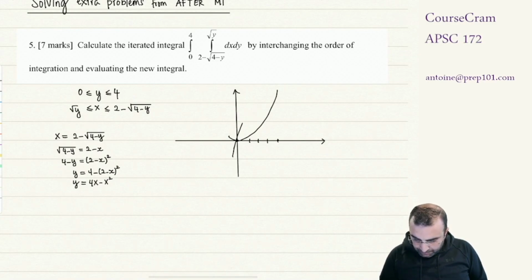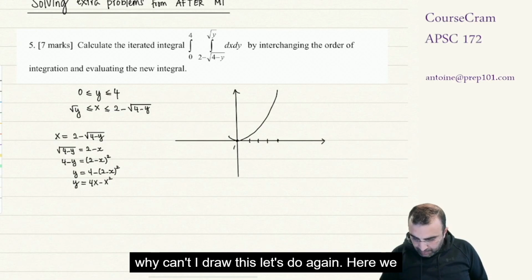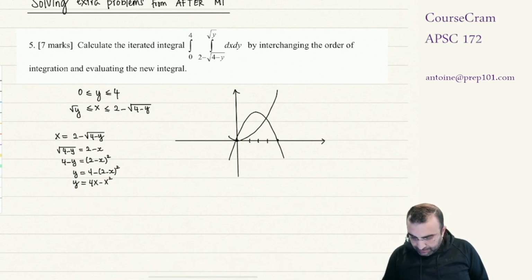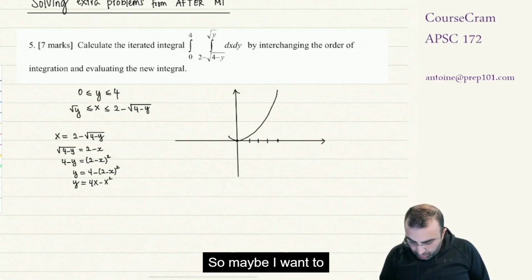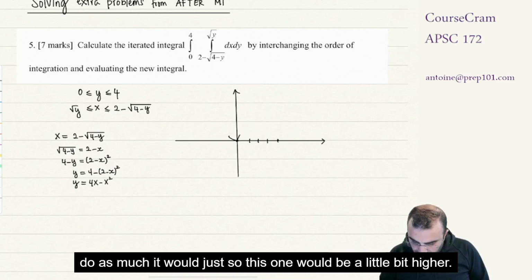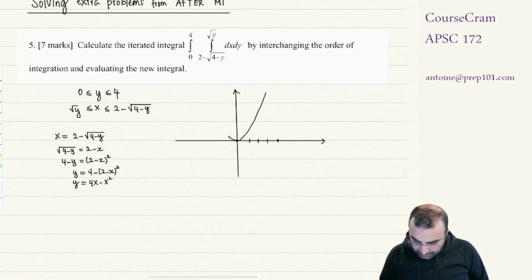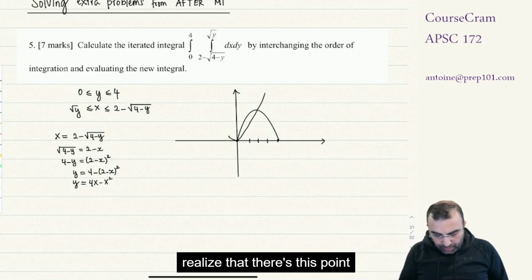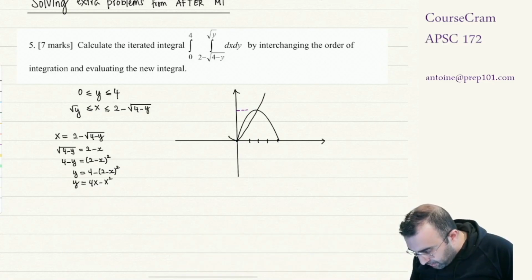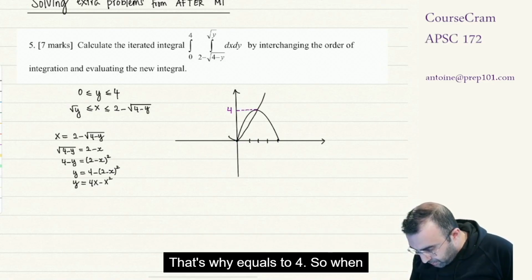Right. Why can't I draw this? Let's do it again. Here we go. That works. So maybe it won't do as much. This one would be a little bit higher, and this one would be like this. In fact, if you draw it very nicely, you'll realize that there's this point where y equals 4.